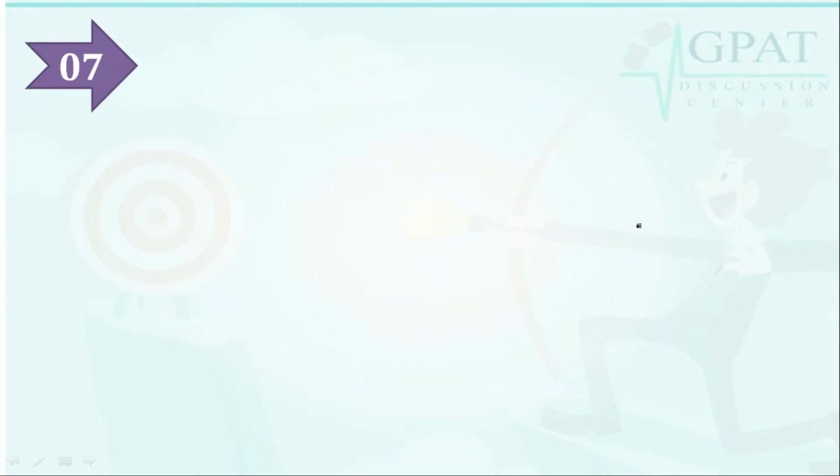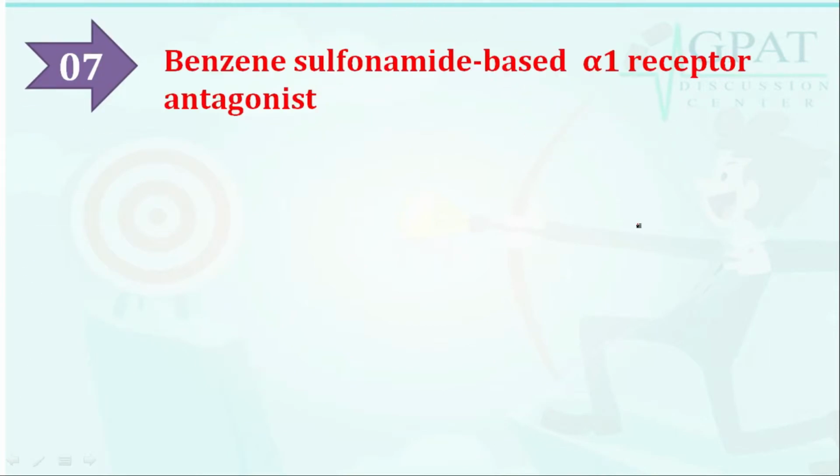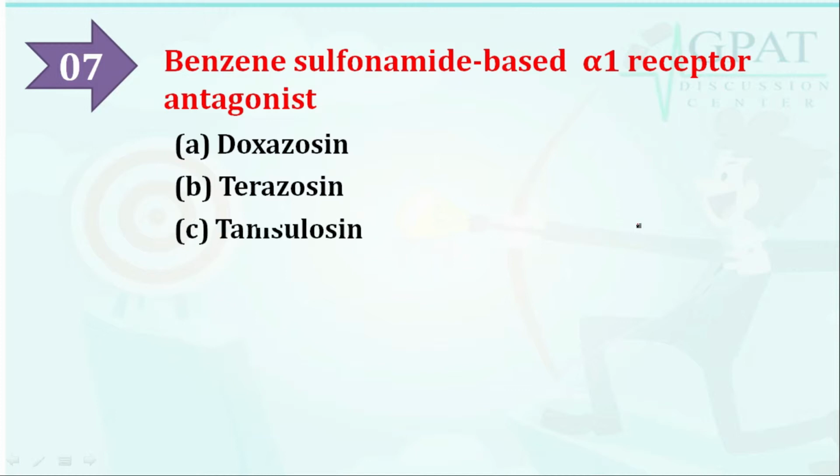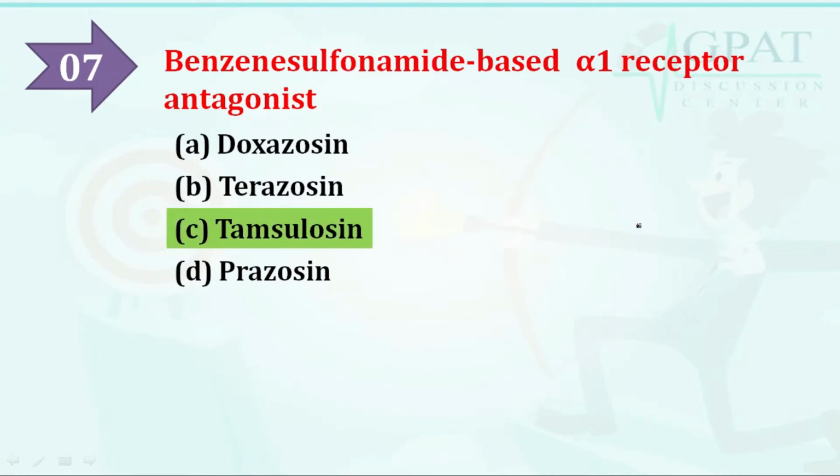Next question is, benzene sulfonamide based alpha 1 receptor antagonist. Options are, option A is doxazosin, option B is terazosin, option C is tamsulosin, option D is prazosin. So benzene sulfonamide based alpha 1 receptor antagonist is tamsulosin. Tamsulosin is a benzene sulfonamide based alpha 1 receptor antagonist.